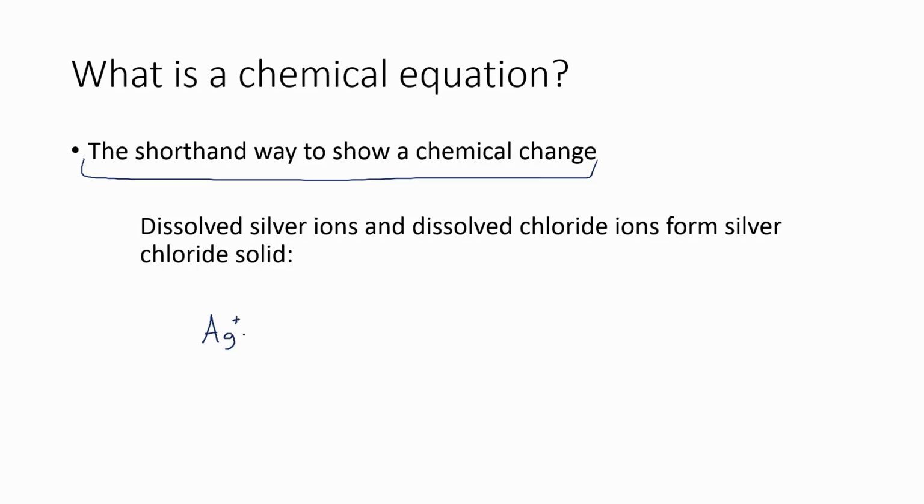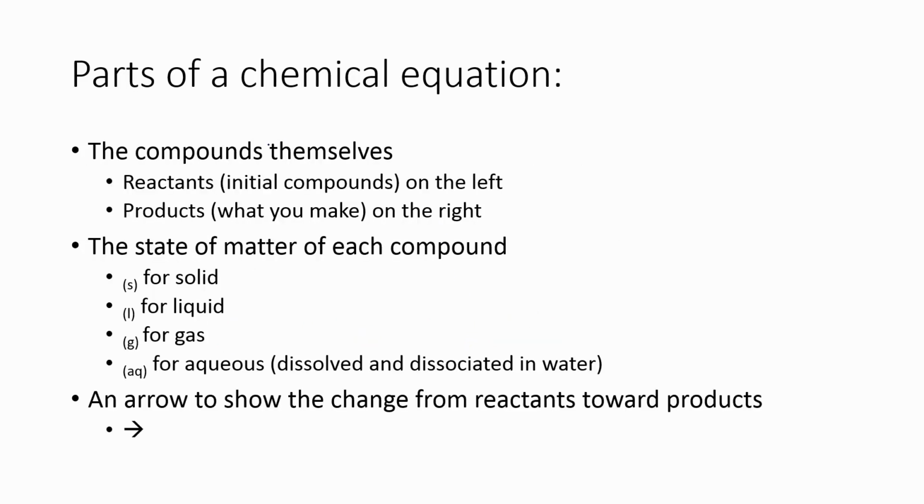Ag+, which is a silver ion, dissolved, so we'll say aqueous, plus dissolved chloride ions, so Cl-, which are dissolved, so we'll say aqueous, goes to make silver chloride solid. Okay. So what do all these symbols, lines, dashes, etc. mean? Well, there's three ways that we can list things in a chemical equation.